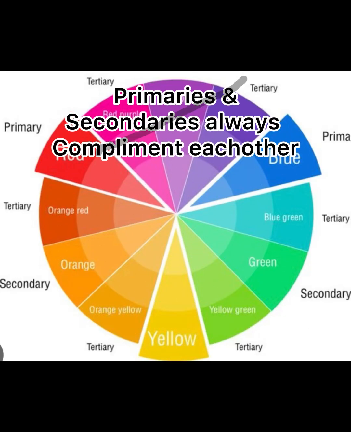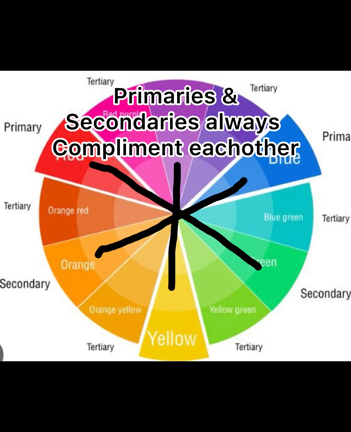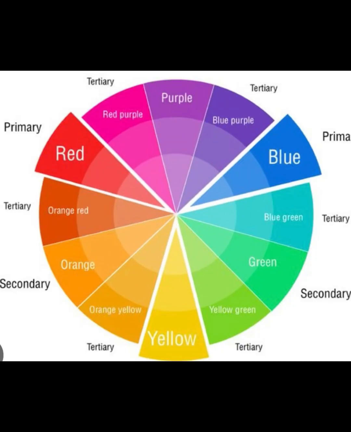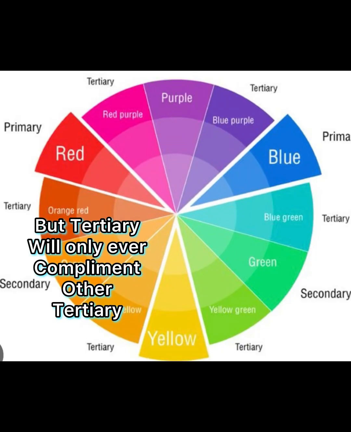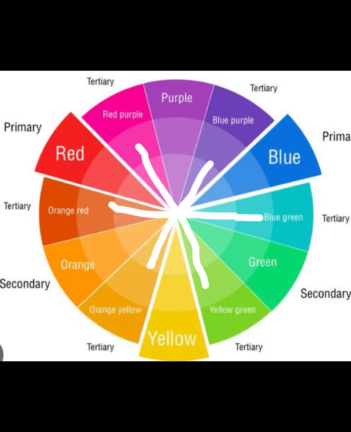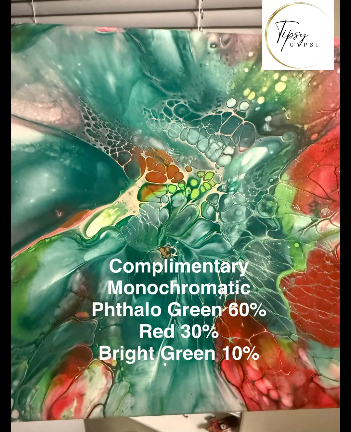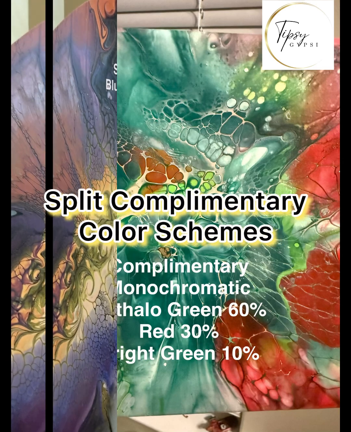Whenever you're working with complements, remember that primaries and secondaries always complement each other, but tertiary will only ever complement tertiary, quaternary will only ever complement quaternary, etc. So if you're struggling to remember what your complementing color is, you can also think about if your colors are tertiary, secondary, primary to kind of help you along. Now that we've discussed monochromatic and complementary, here's a combination where I use different shades of green and then red.